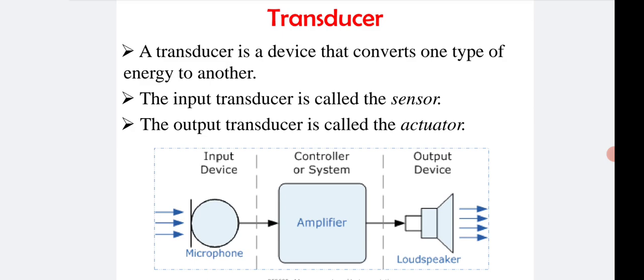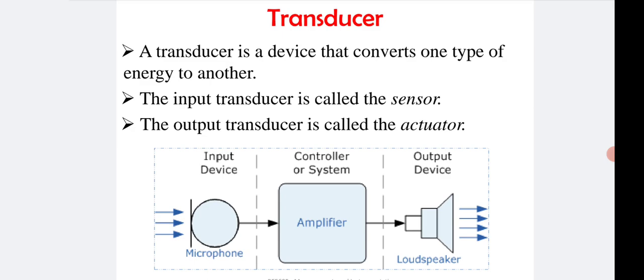So in this particular block diagram, your microphone acts as an input transducer or a sensor, whereas your output device, the loudspeaker, acts as an output transducer or actuator. I hope it is clear. Generally, if a transducer is used at the input side, it is known as a sensor. When it is used at the output side, then it is known as an actuator.